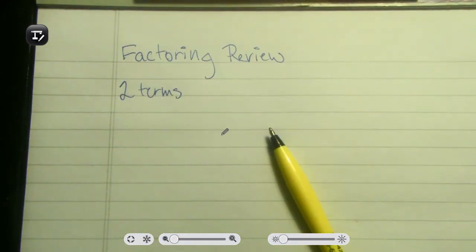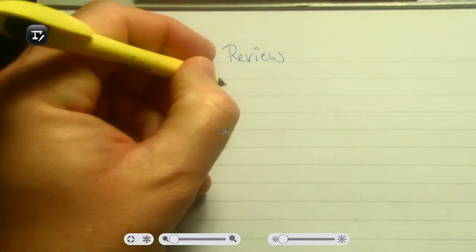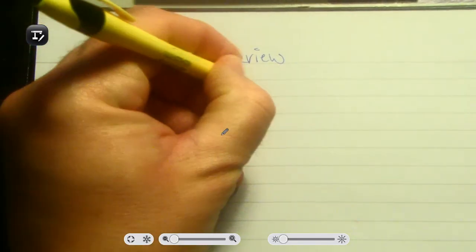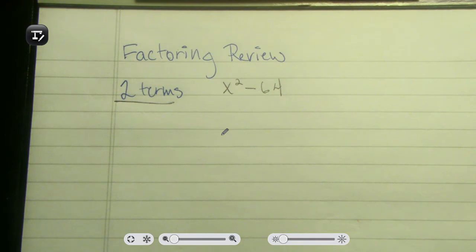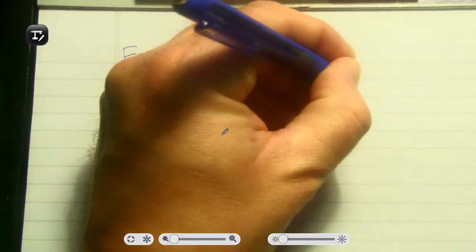So let's look at some examples. First of all, if it has two terms, take this example and write it down. x squared minus 64. Well, it's got two terms. The GCF is 1.